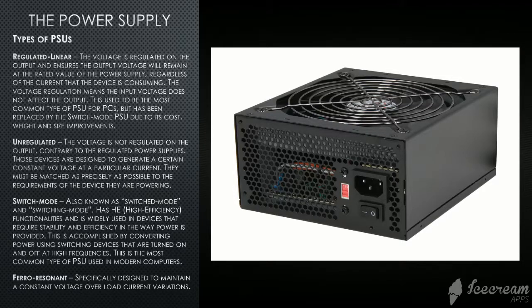Next, let's talk about the unregulated power supply. In this type of power supply, the voltage is not regulated on the output, contrary to regulated power supplies. Those devices are designed to generate a certain constant voltage at a particular current. They must be matched as precisely as possible to the requirements of the device they're powering.